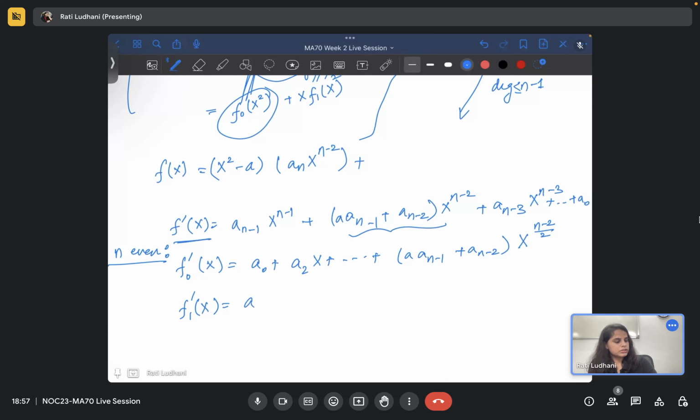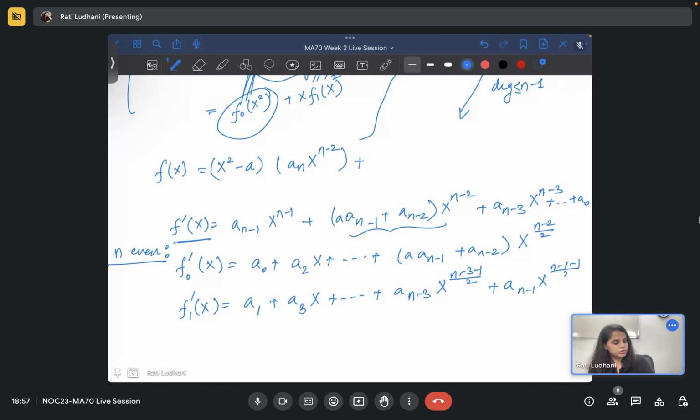And now here you will get a1 plus a3x plus up to and so on, and you will get a n minus 3 plus a n minus something, some powers. So x raised to power n is even, so you will have n minus 4 by 2. For this you just subtract by 1, so we did that in the beginning. Plus a n minus 1 x raised to power n minus 1 minus 1 by 2.